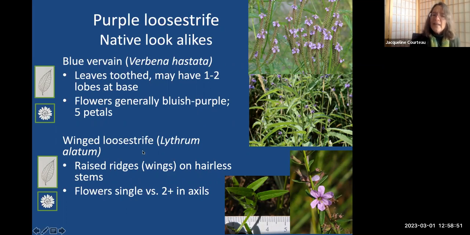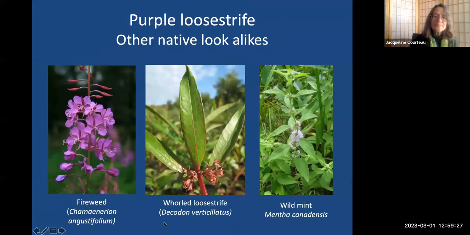Our native winged loosestrife, Lythrum alatum, can be confusing. It will have clearly distinctive wings or ridges, but purple loosestrife can have a little bit of that, but mainly the stems are hairless. If you see the hairless stem, you'll know. And then the flowers tend to be single within the axil here, rather than densely packed 2 or more clusters in each axil of the spike. So overall, the flower head looks like a much less dense spike.